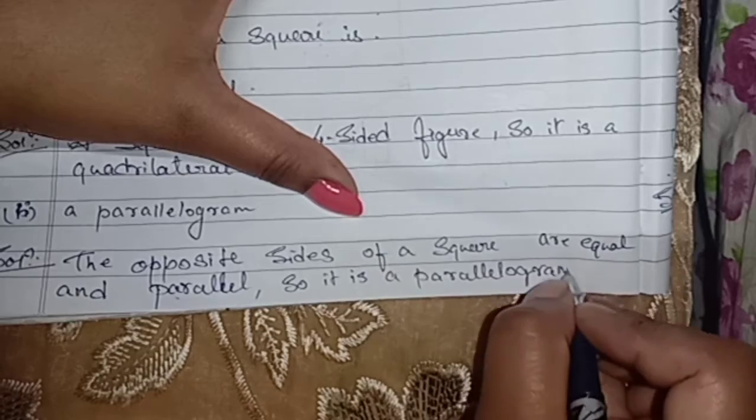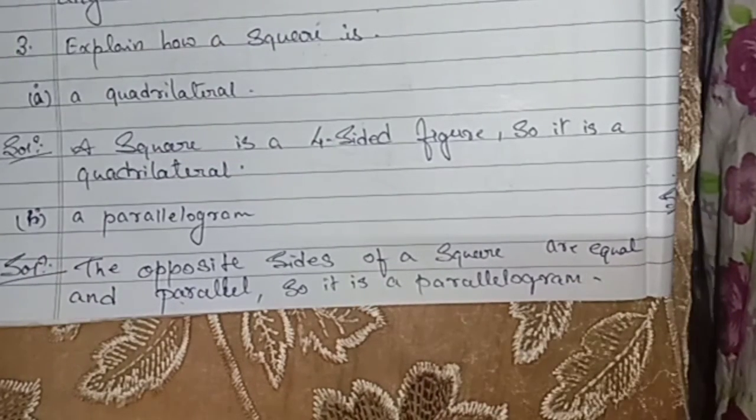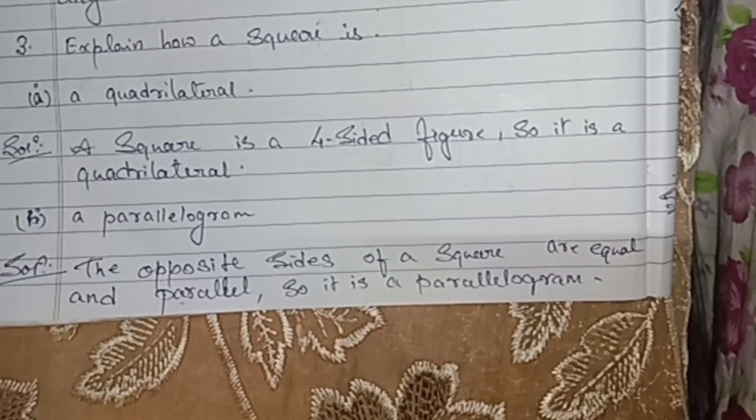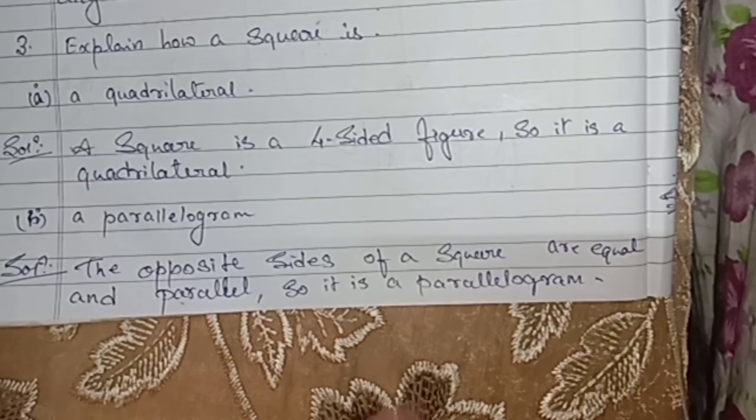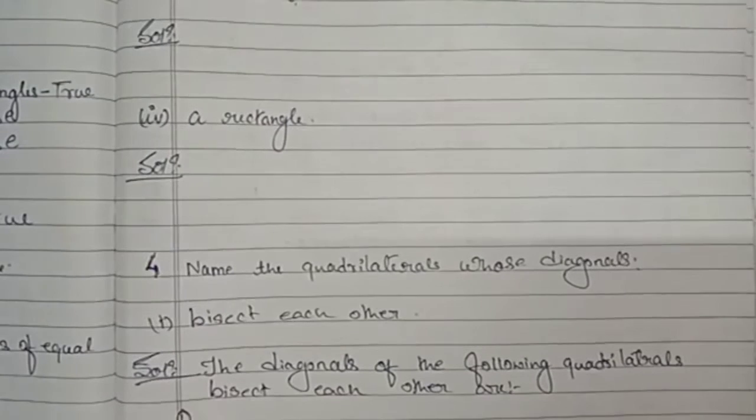It's very easy. How? If we know the properties of the square, then it's very easy to define. So please read the properties of the square.